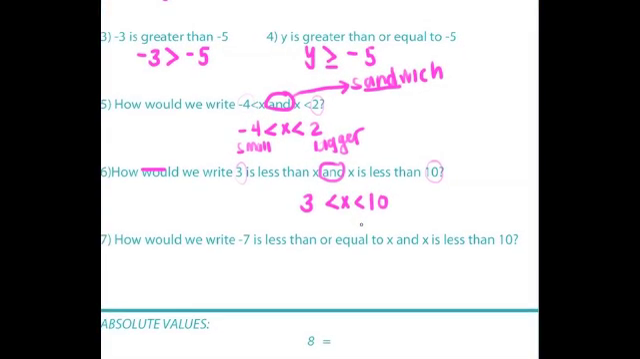See how you guys do with number 7. Oh, actually, number 7 is a little... Oh, no, it's not. It's not different. Okay. How would we write -7 is less than or equal to x, and x is less than 10. So try and do that one yourself, and then I'll do this one right here.